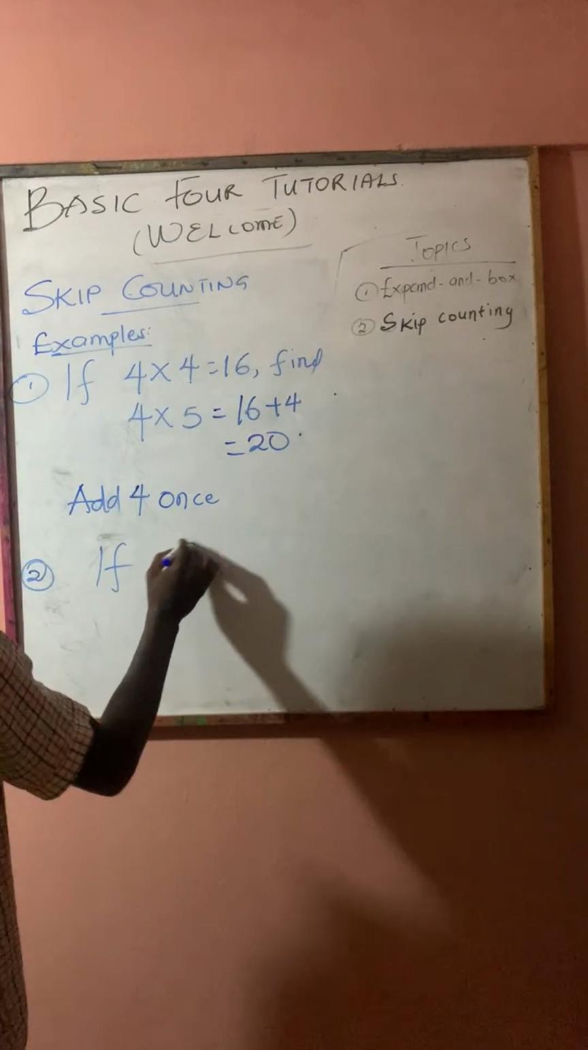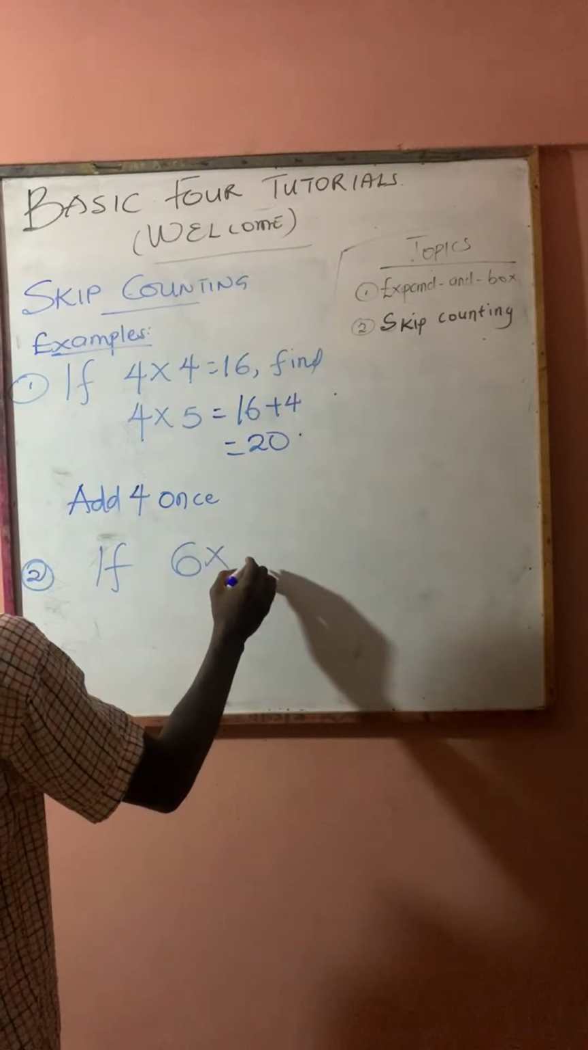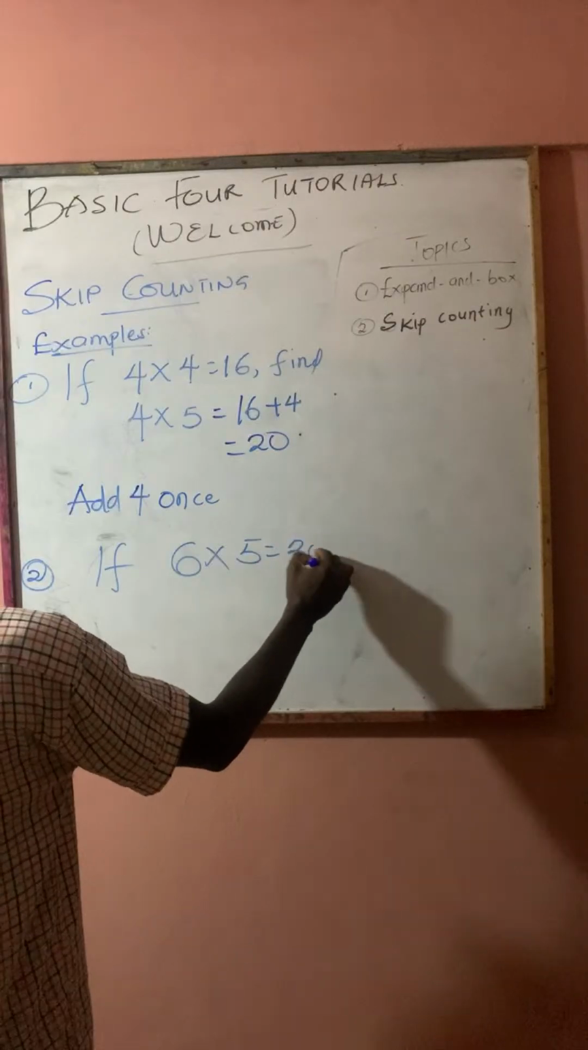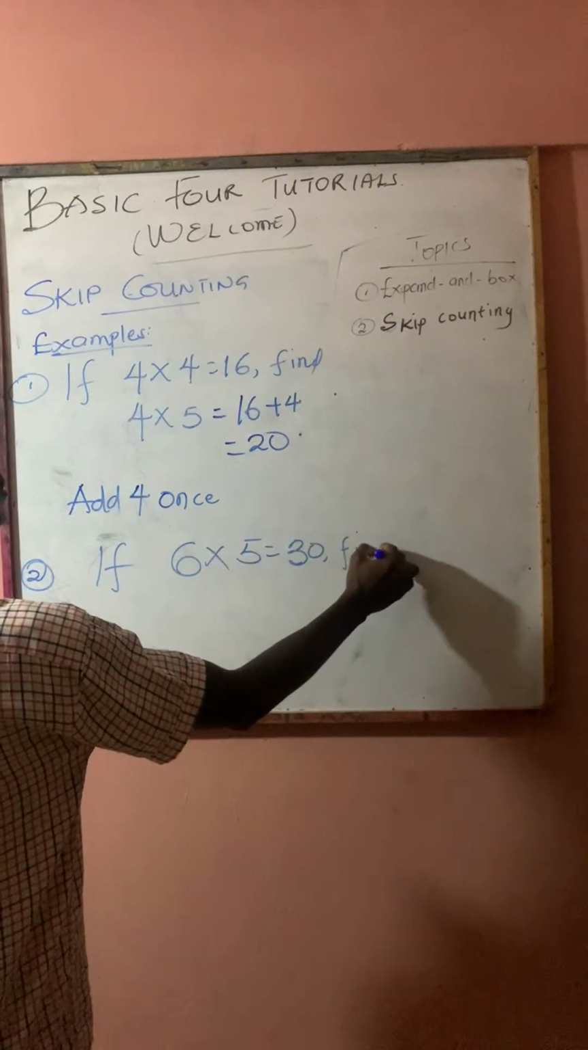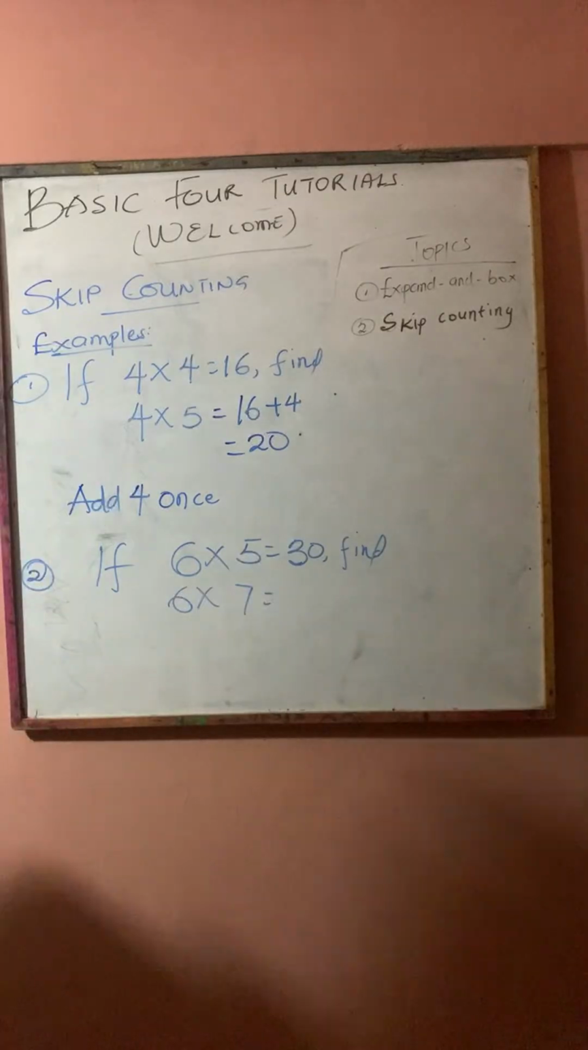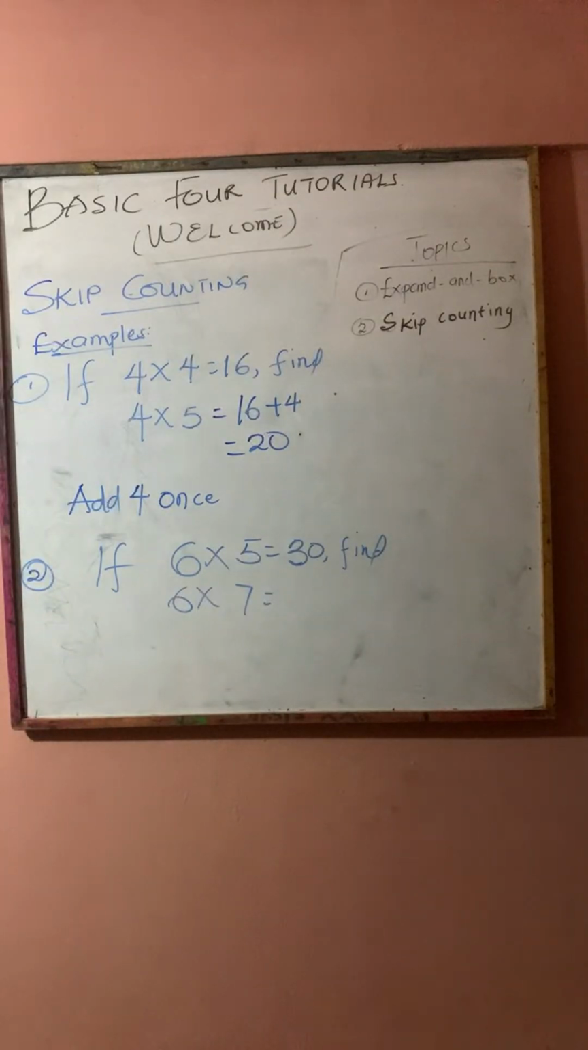If 6 times 5 is equal to 30, we have to find 6 times 7. So are you looking for more or less?